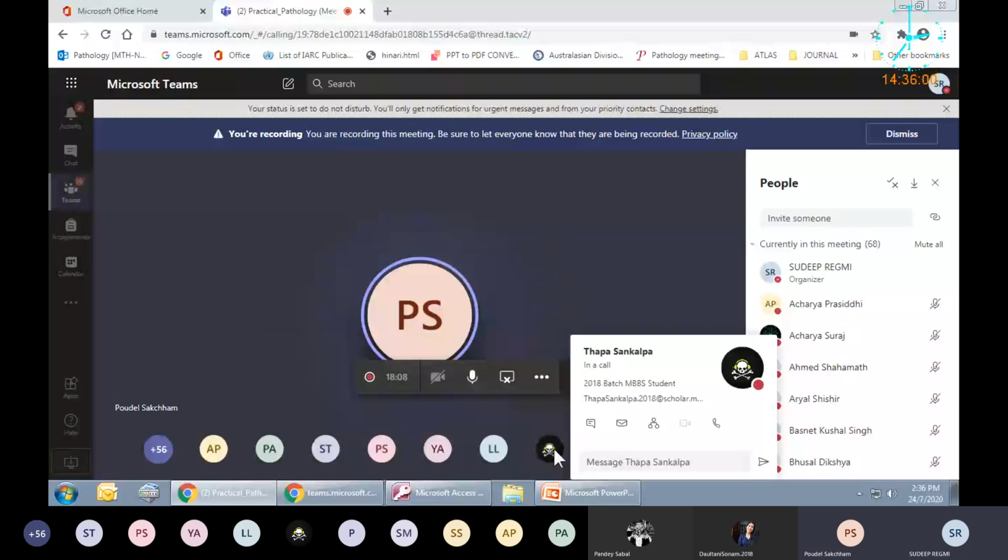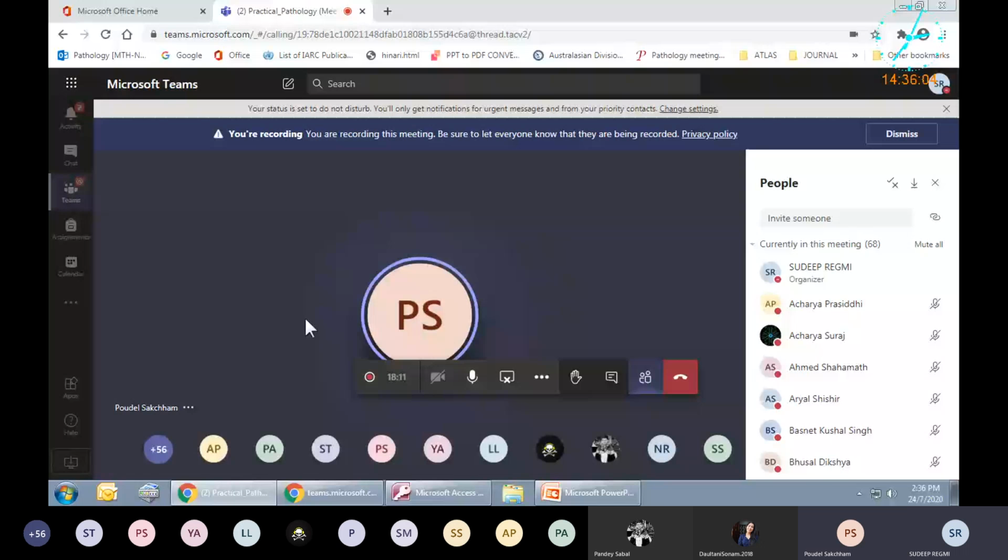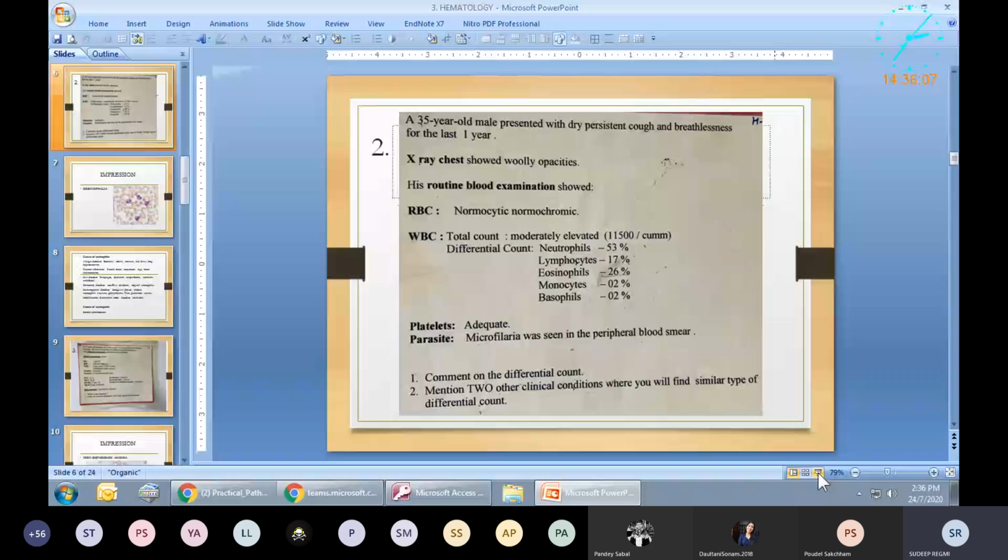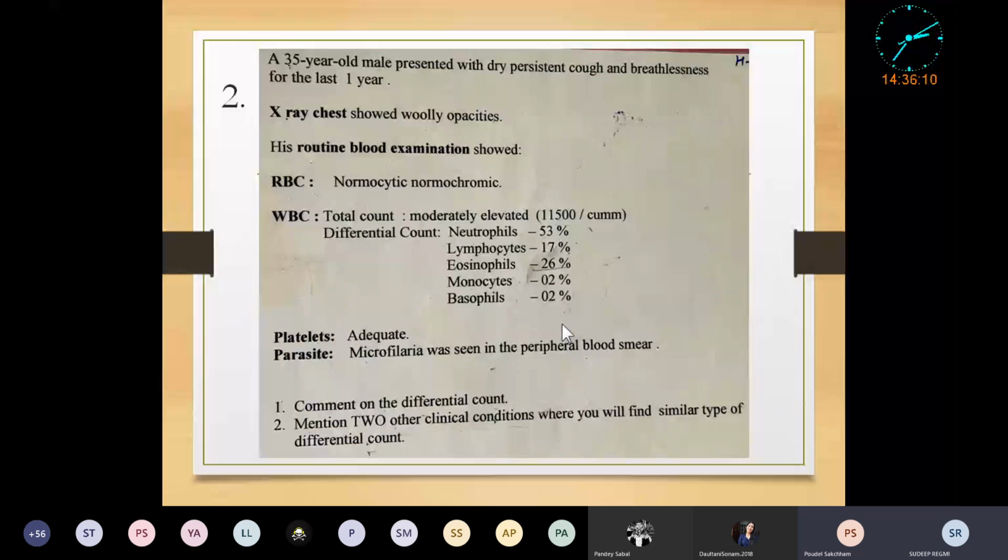Can you tell or comment on the differential count which we have discussed? Eosinophilia. Okay, why eosinophilia? Because there is an increase in the eosinophil count. What is the normal percentage of eosinophils you see in the normal person? 2 to 6%. Very good. Mention two other clinical conditions where you will find a similar type of differential count. One is microfilaria, or parasites.